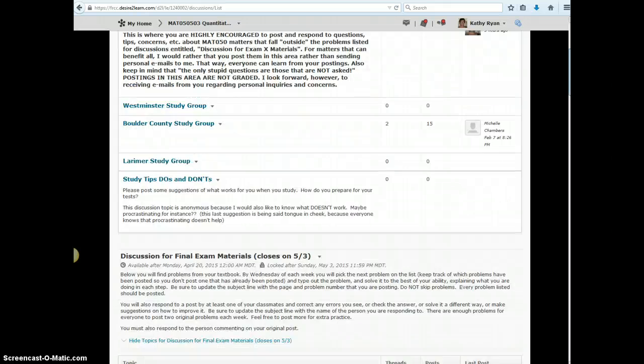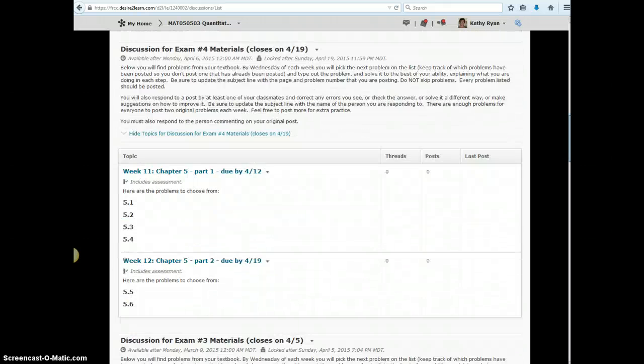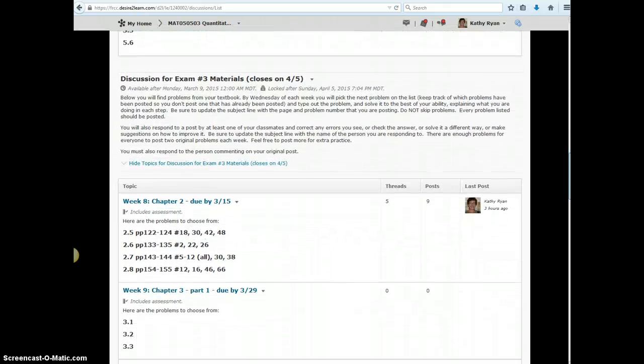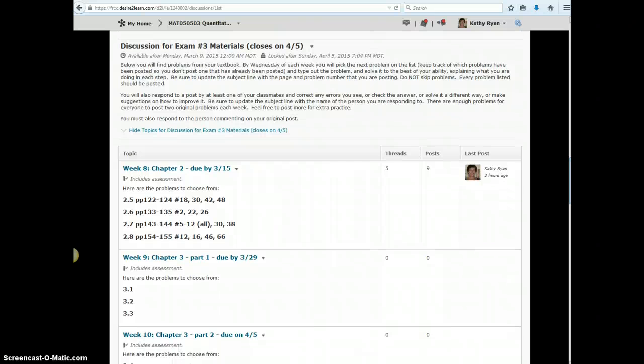So currently we just had our second exam, so I'm going to move down to discussion for exam 3. What I have in here, and as you can see it's not ready for next week yet, is a list of problems, and the purpose is for each student to go through and solve one of these problems in order. So I ask them to solve problem 18 first, followed by 30, and keep on going, not skipping any.